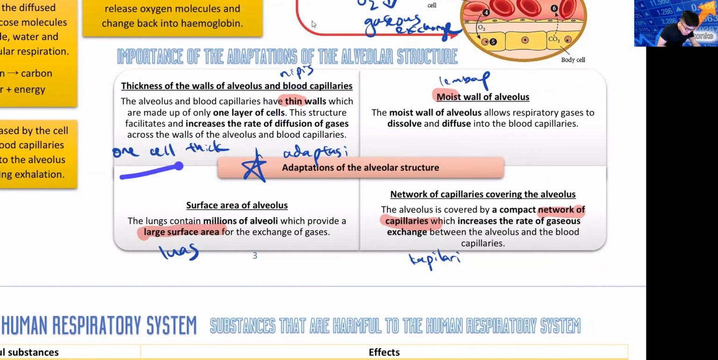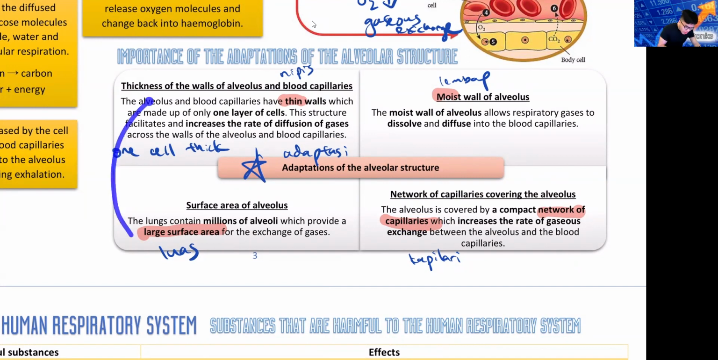Number 1, they are very thin. They are 1 cell thick, so tebal satu cell, they are very thin. They are moist, lembab. They have large surface area, very luas. And of course, they are surrounded by a network of capillaries. Because of these 4 characteristics, it makes them very efficient in gaseous exchange, really good in exchanging gas. All right, so the 4 characteristics are thin, moist, surface area, and capillary.